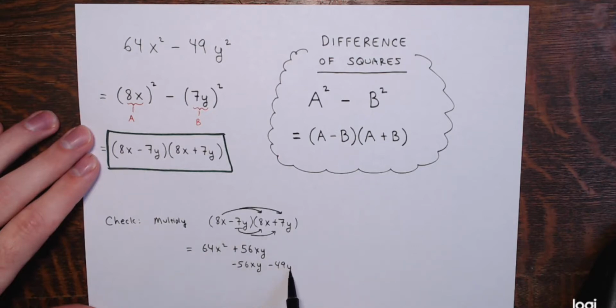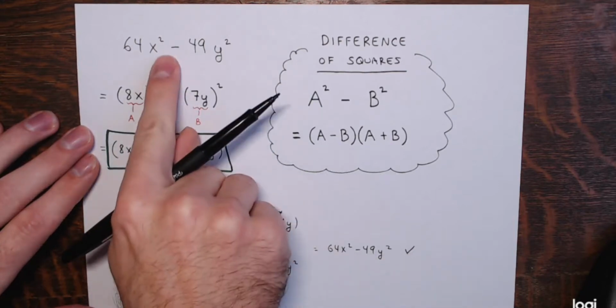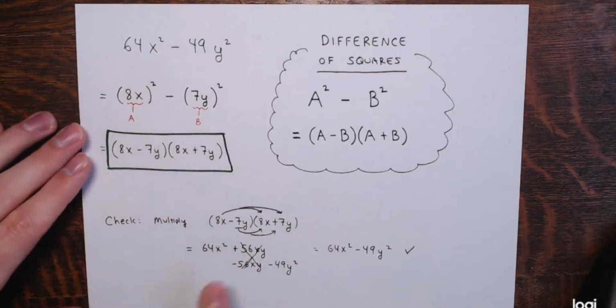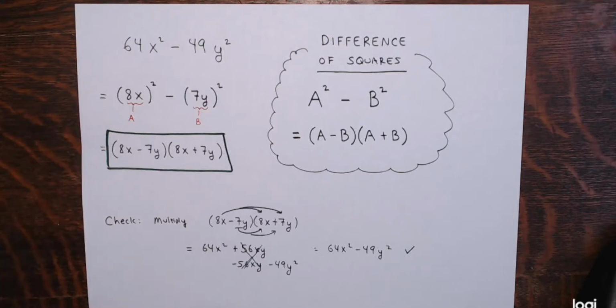And look at this. See the 56xy and negative 56xy, those add up to 0. So those are gone. And I'm left with 64x squared and then minus 49y squared, and that's exactly what I started with. All right, so the factorization we wrote was correct.